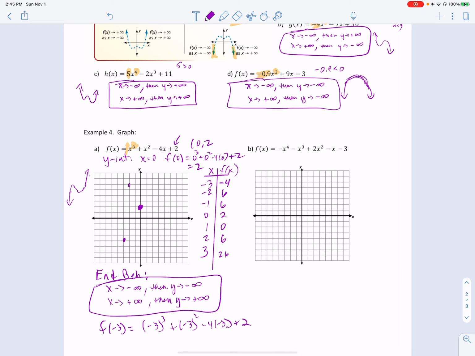At -2, you are up at 6. And at -1, you're also at 6. At 0, we're at 2, which we had already figured out. At 1, you're at 0. At 2, we are up at 6. And then at 3, we're at 26. So when this goes, you need to show that it's going off the chart between x values of 2 and 3.